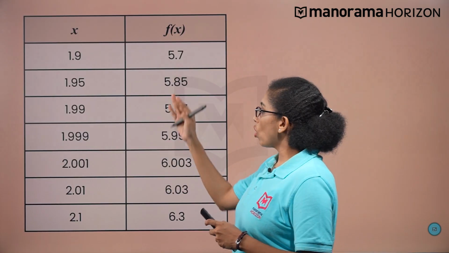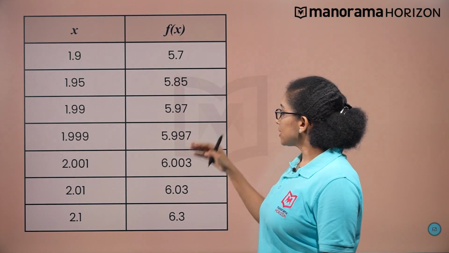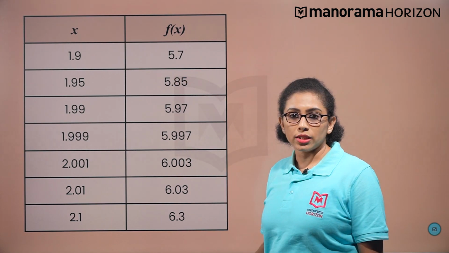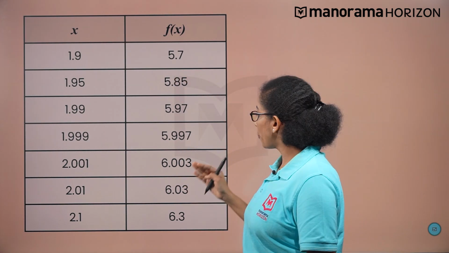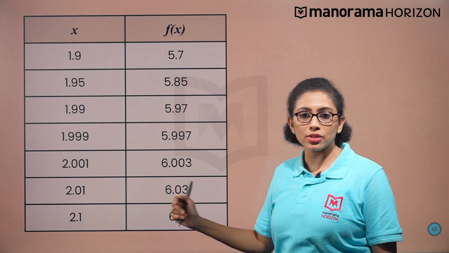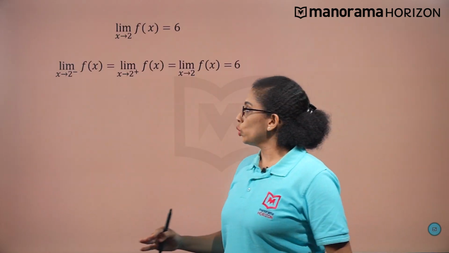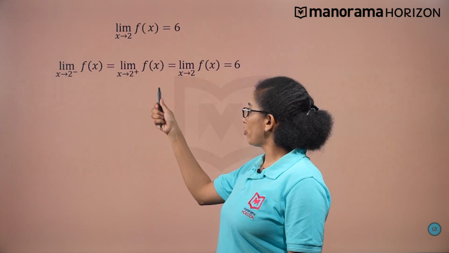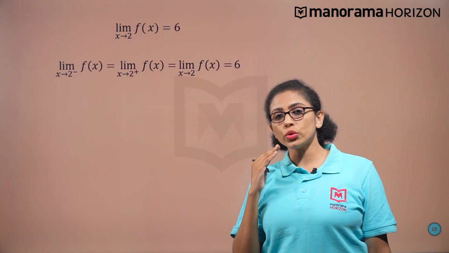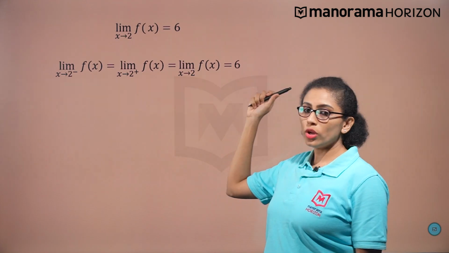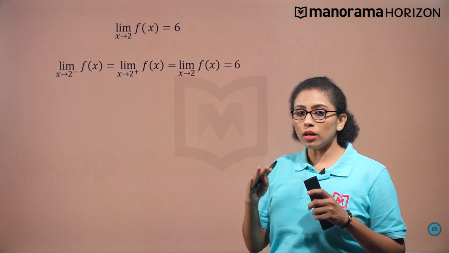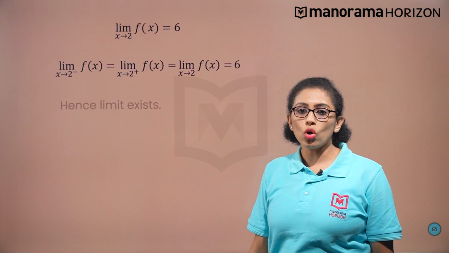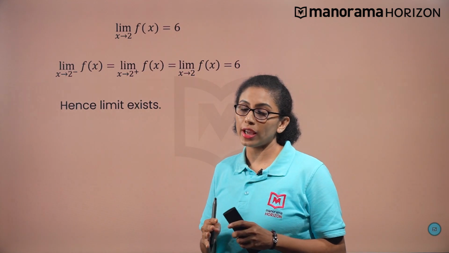From the table, we can also observe that as x approaches 2 either from left or right, the value of f of x seems to approach 6, as you can see from this table. So, limit x tends to 2 minus f of x is equal to limit x tends to 2 plus f of x, which is equal to limit x tends to 2, f of x is equal to 6. Hence, in this case, the left hand limit equals the right hand limit. So, the limit of the function f of x exists.